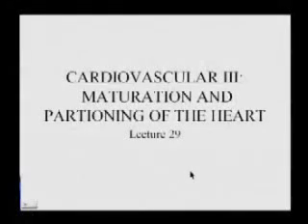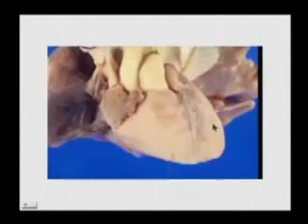We now begin Lecture 29, Cardiovascular 3, the maturation and partitioning of the heart. This is an anterior view of a neonatal heart with the lungs attached. We see the cut edge of the reflected parietal pericardium. So we would be inside the pericardial sac or space between the parietal and reflecting onto the surface of the heart, the visceral pericardium. The visceral pericardium would also be called the epicardium.